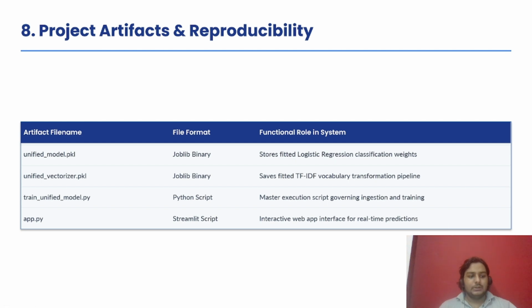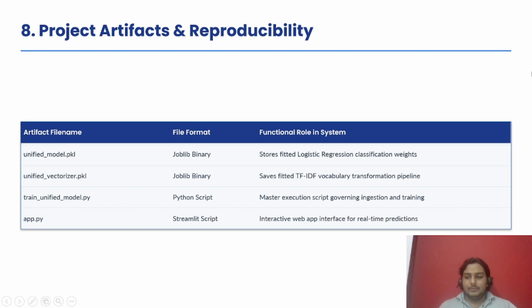To guarantee reproducibility and deployment readiness, the project deliverables are structured into modular artifacts: unified model.pkl, a serialized binary containing the fitted logistic regression classification weights; unified vectorizer PKL, the serialized TF-IDF vocabulary transformation; train unified model.py, the master execution script governing data ingestion, preprocessing, and model training; and app.py, a Streamlit web application interface for real-time inference.